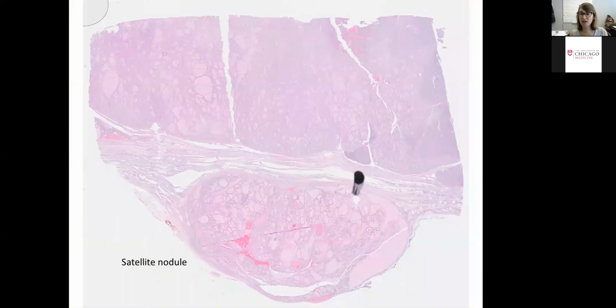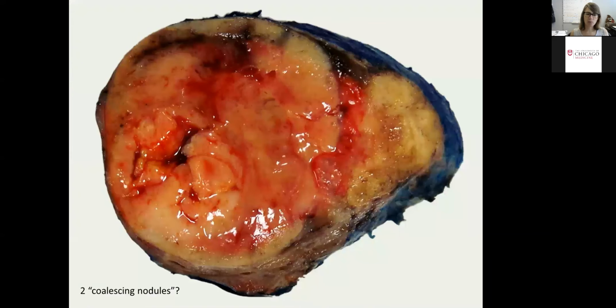So here's the histology of that satellite nodule. Again, the larger component of the neoplasm is on the top, and that satellite nodule is on the bottom. Is it the same or is it different? That's going to require a little closer histologic examination, but already we can see that there's some irregularity here. Okay. Now, remember that description of the two coalescing nodules?